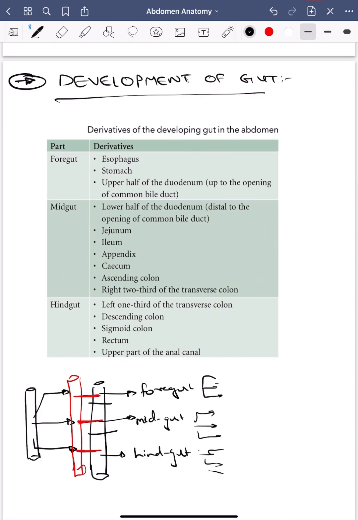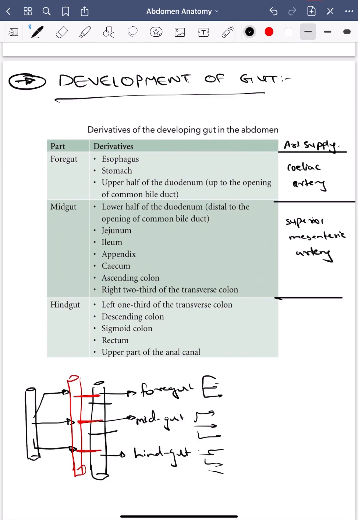Okay, so the arterial supply. For the foregut we have what is called the celiac artery. So the celiac branch of the abdominal aorta supplies the foregut, and next, supplying the midgut, we have the superior mesenteric artery, and that supplying the hindgut is the inferior mesenteric artery.